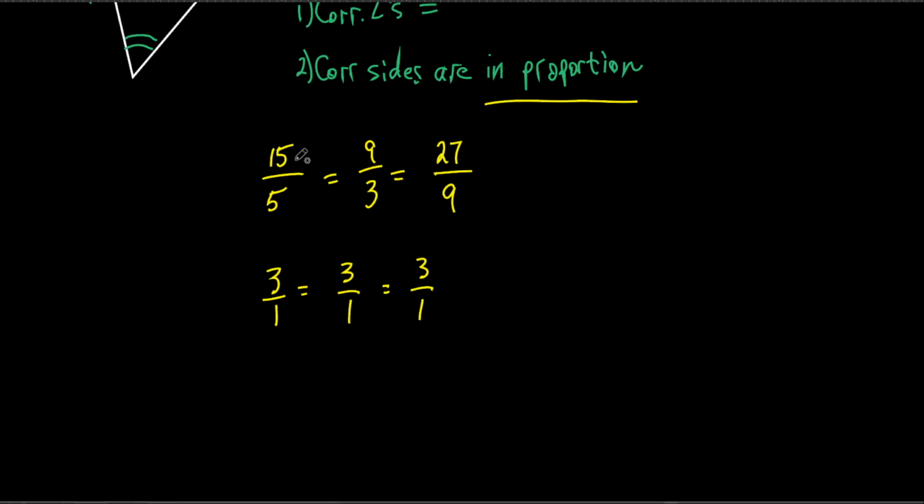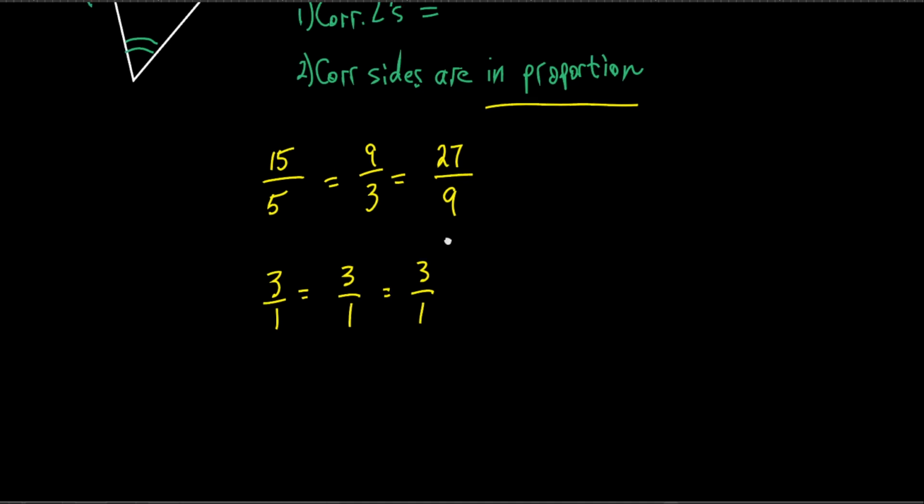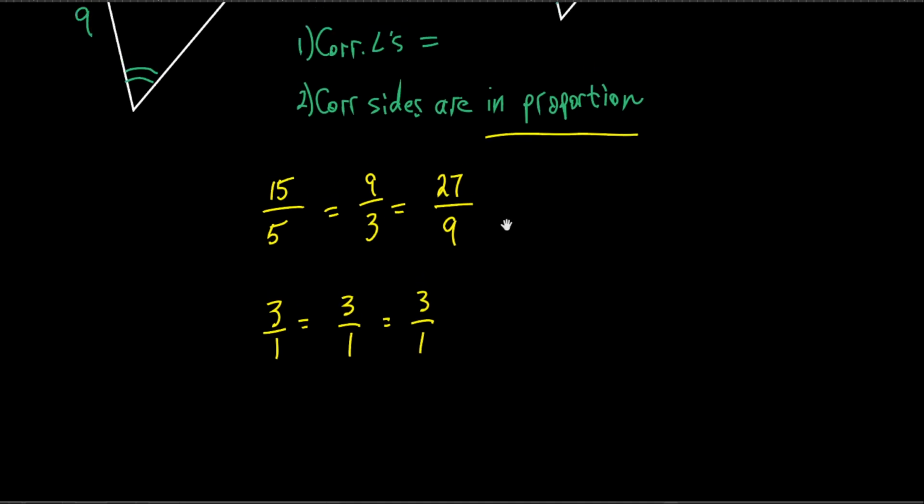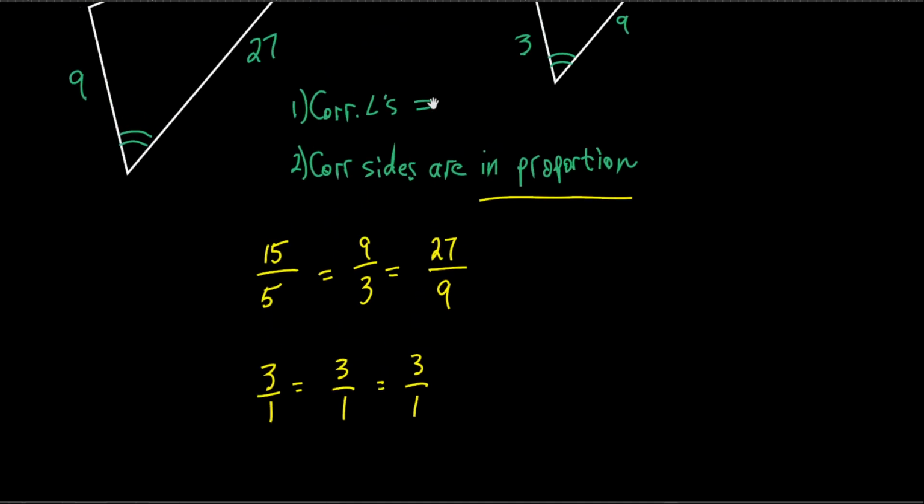So if you compare the corresponding sides, like I did right here, they all have to equal each other. That's what it means to be similar. It's a little more complicated than congruent for sure, but that's what it means to be similar. The corresponding sides have to be in proportion, and the corresponding angles have to be equal to each other.